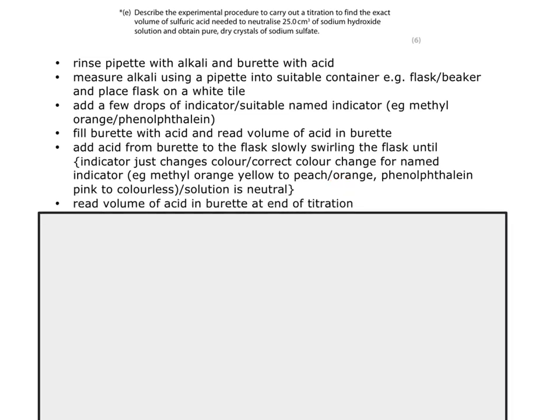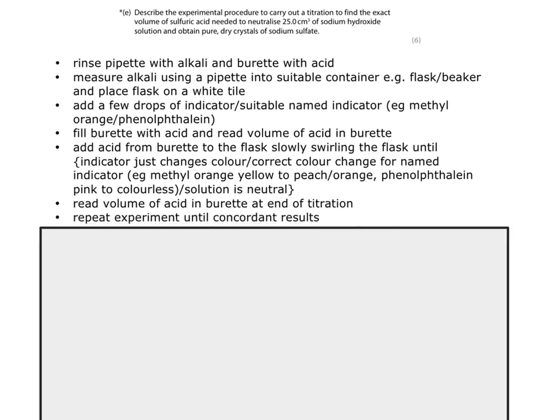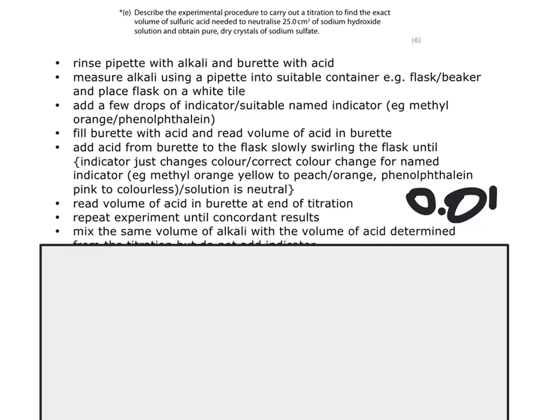Okay, so you've got the correct colour change. You then read the volume of acid in the burette at the end of the titration, again to 2 decimal points. You then repeat the experiment until you get concordant results, so we're within 0.01 of each other. Sometimes this might mean repeating it just once, sometimes it might mean repeating it 10 times. You just do it until you get concordant results.